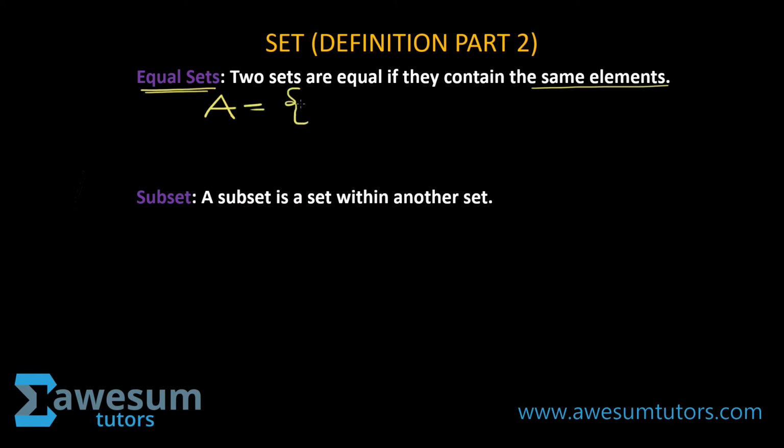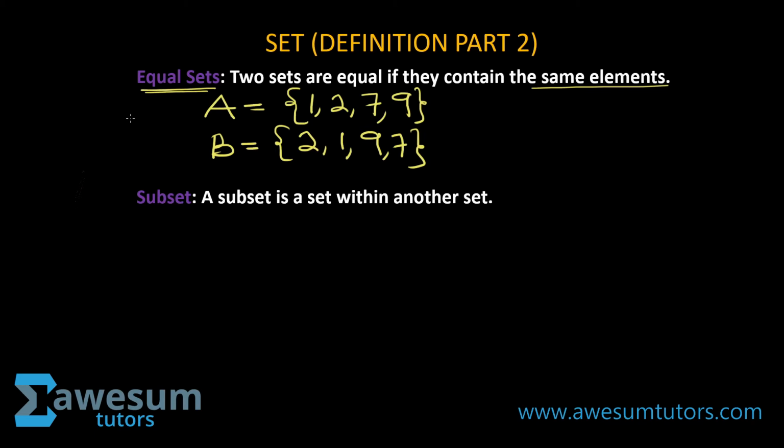We have set A to be 1, 2, 7, and 9. It has elements 1, 2, 7, and 9. And we have set B to have 2, 1, 9, and 7. Let's take a look at this. Are these two sets equal? Let's take a look.